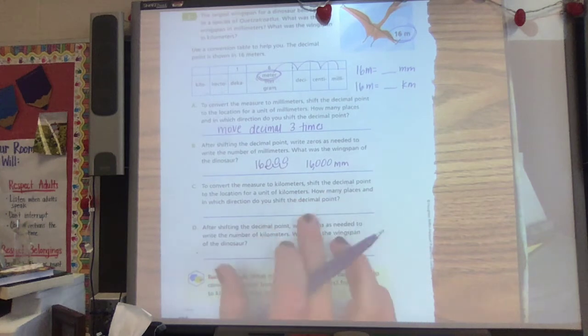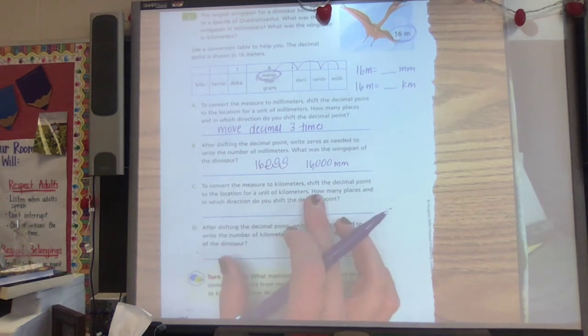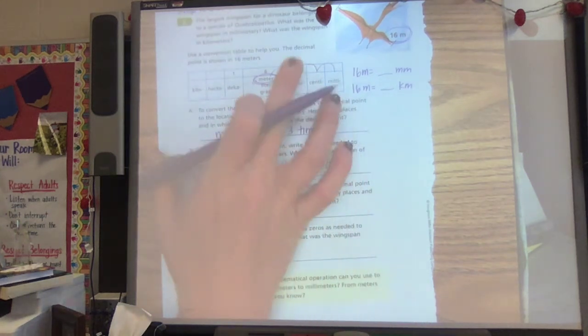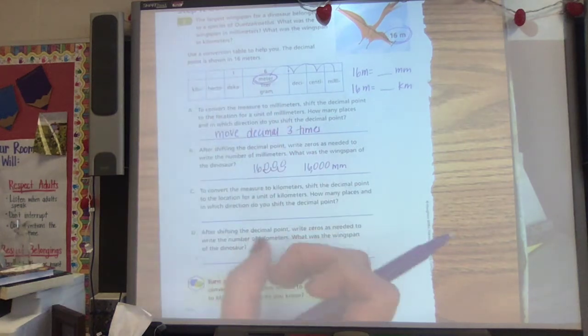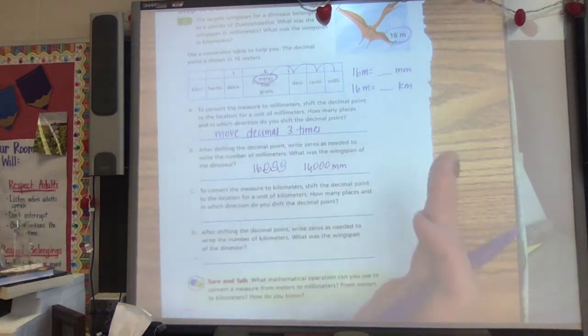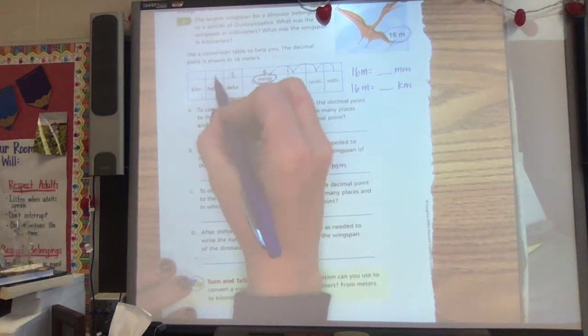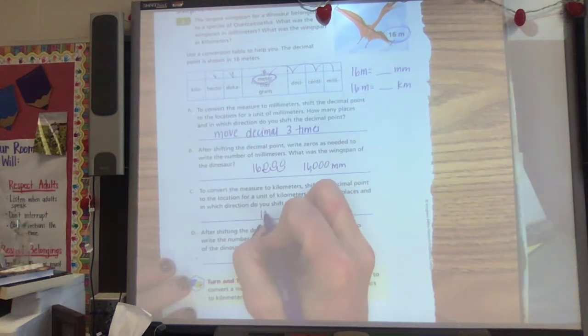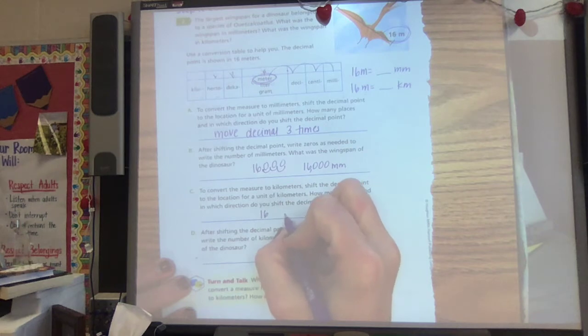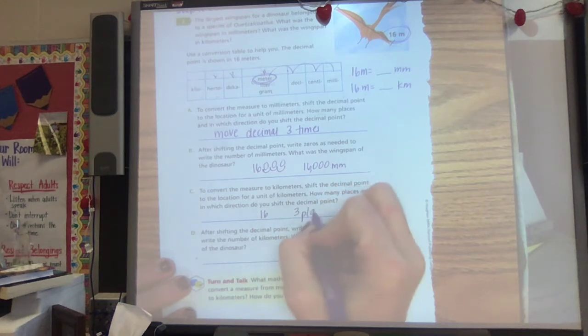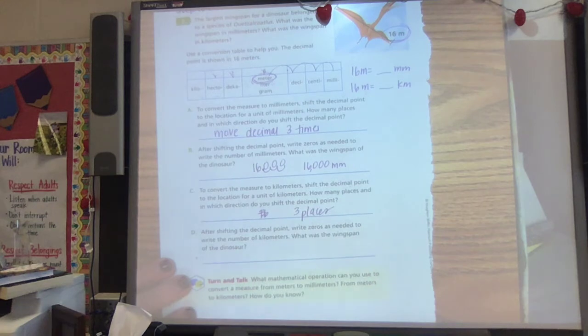To convert it to kilometers, we're going to go where kilometers are. We're going to be smaller because kilometers are bigger. So we're here at meters, we're going to move backwards 3 times. So again, we're going to move that decimal 3 places.